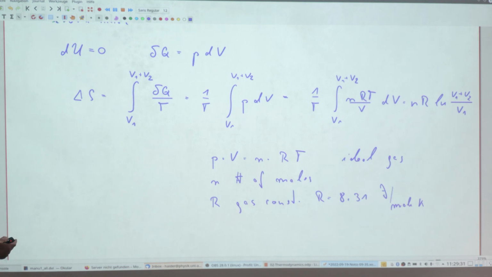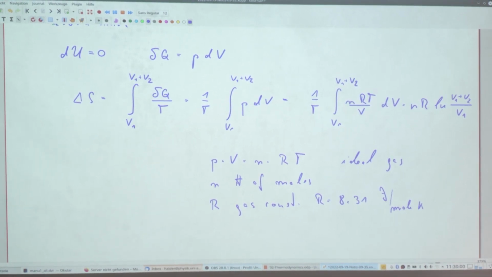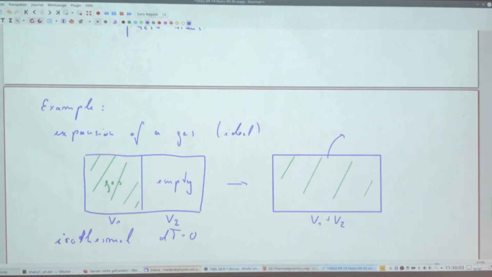Oops. You see that my pointer does not work anymore. So it's a positive quantity. The logarithm of a number larger than 1 is positive. So we have a positive change in entropy, which tells you that this process is irreversible. Yeah? So by pulling out this wall, the gas expands. I mean, this is something everybody knows from experience, from daily life. The gas will never go back into this left half here. It stays distributed over the whole volume.